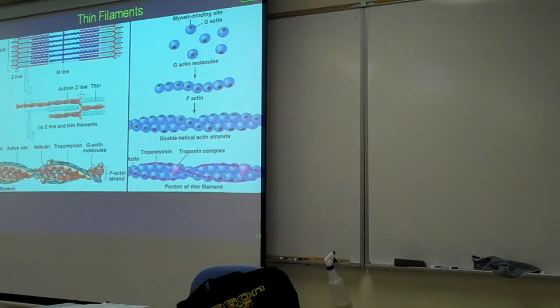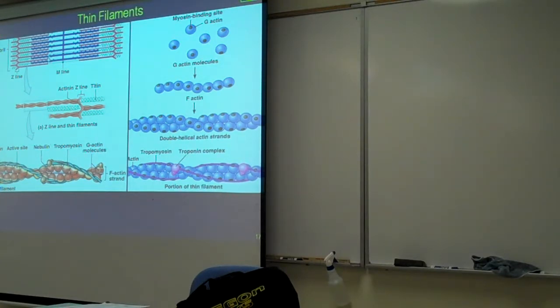How about the subunits of troponin and what they bind to? TnC binds to calcium. TnI binds to actin, and TnT binds tropomyosin. So troponin's got a hand on actin, connecting it to the thin filament. It's got a hand on tropomyosin, and then it's got a binding site for calcium.